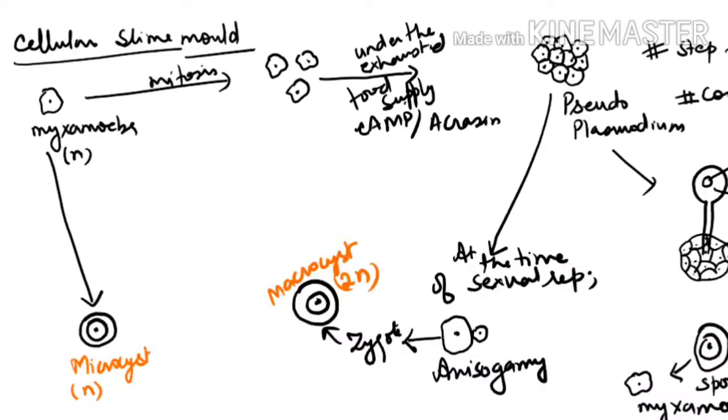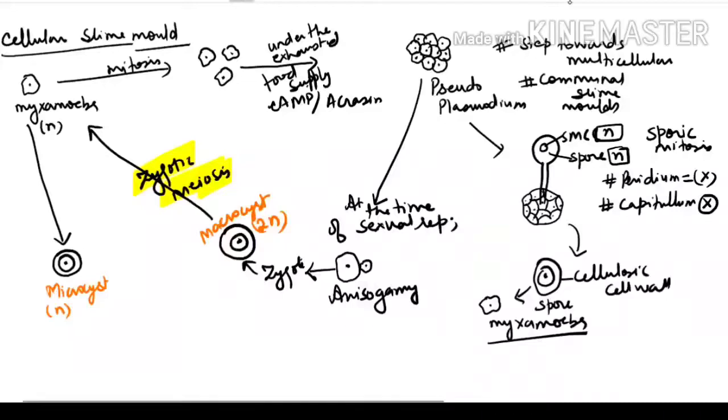Now this macrocyst will go for meiosis. So they are showing zygotic meiosis. So we will say they actually want to live as haploid. So they prefer a haplontic life cycle. Haplontic life cycle is shown by cellular slime mold.